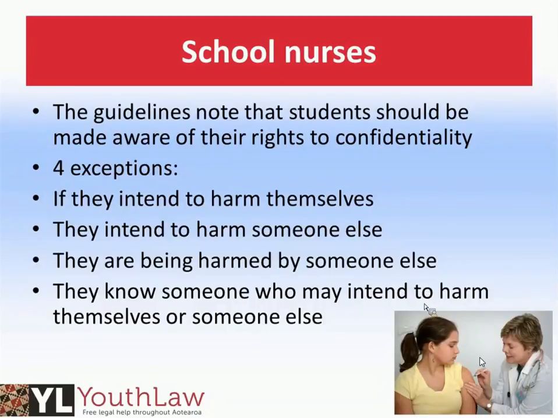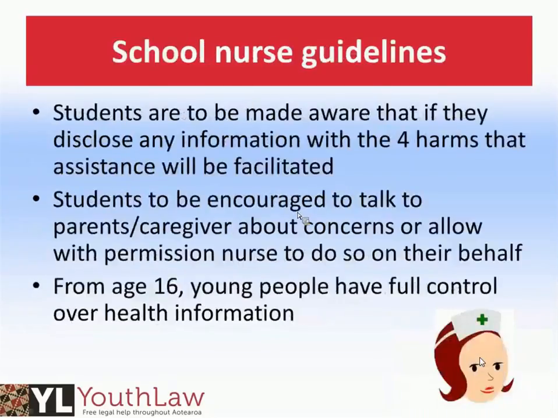So the guidelines note that students should be made aware of their right to confidentiality, and there's 4 exceptions that are set out there. If they intend to harm themselves, if they intend to harm someone else, if they're being harmed by someone else, or they know someone who may intend to harm themselves or someone else. So that's sort of that thing about risk of imminent harm, and if the school nurse needs to act to prevent that risk of imminent harm. I think the real test will be whether or not it's imminent and the harm is genuine and tangible.